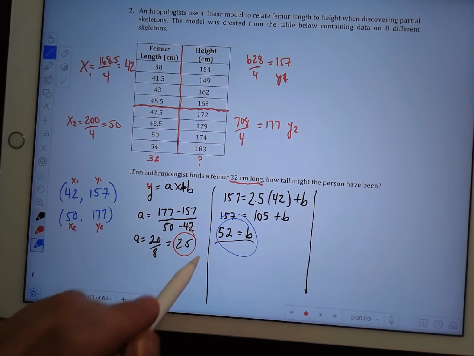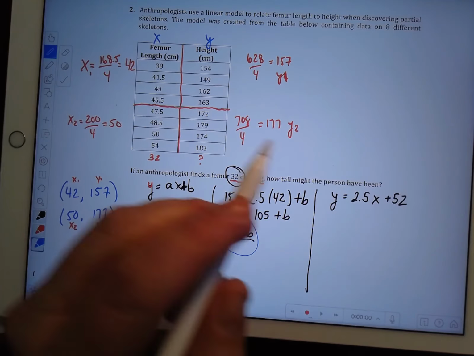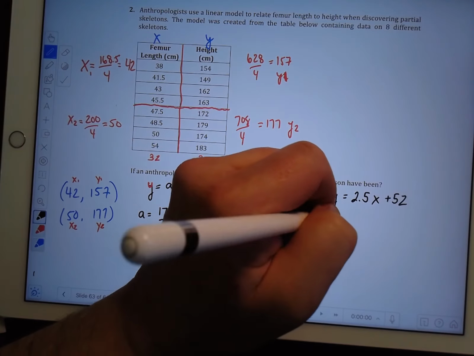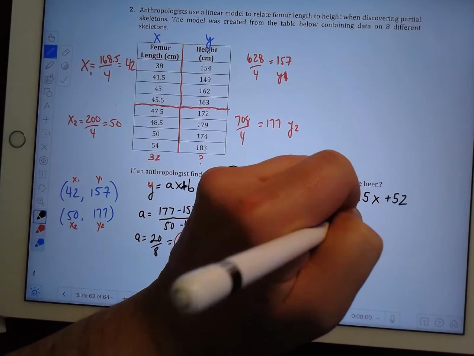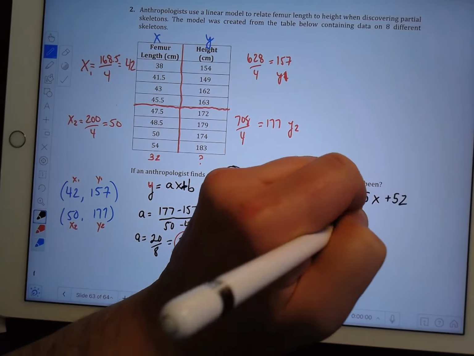And we want to take that 32, which is an x value. It's always good to stop and check to make sure that you're putting it into the right variable, remembering that these are our x's and these are our y's. We're being given the femur length, which is the x. So it's going to go right there, and then we'll solve for y from there. So y will be equal to 2.5 times the x value that they gave us, that was the 32 sitting right there, plus 52.